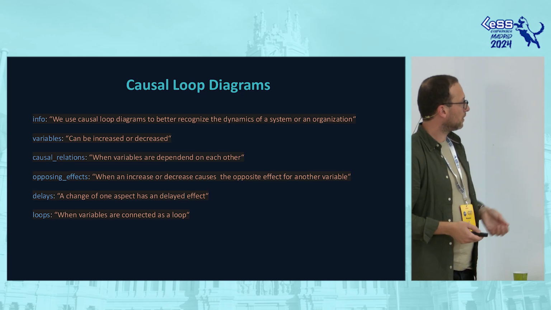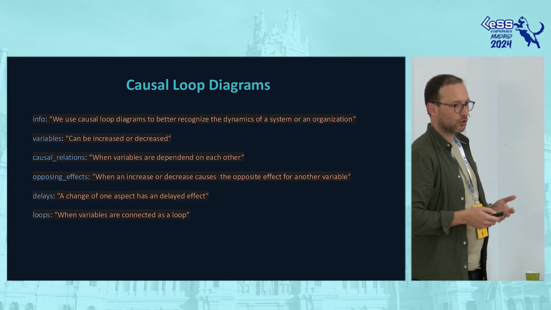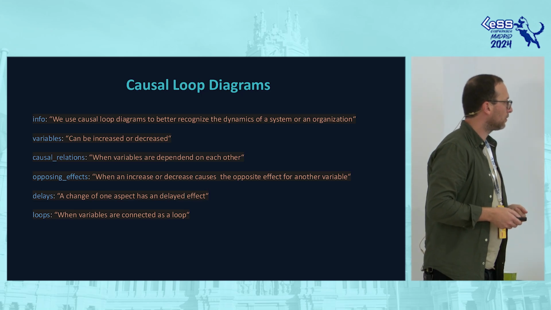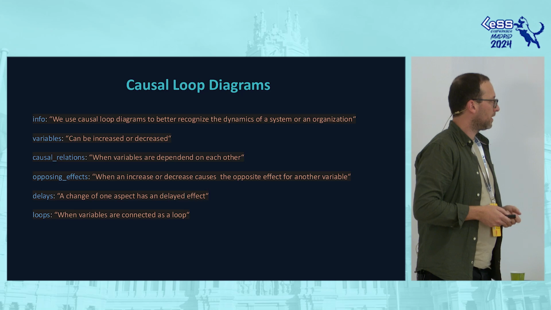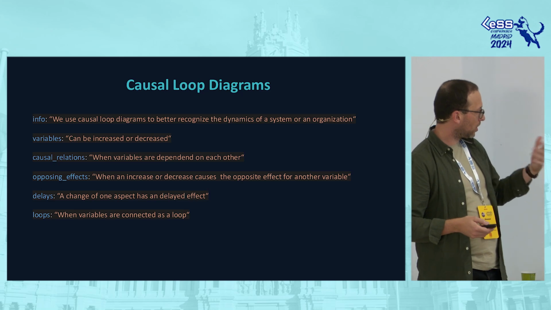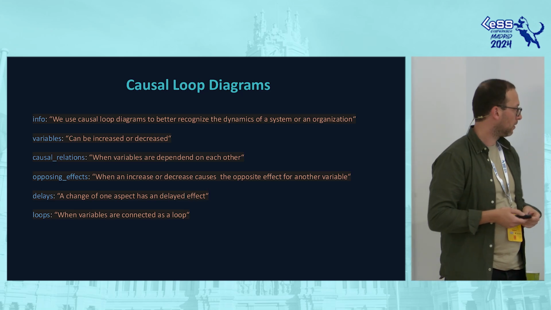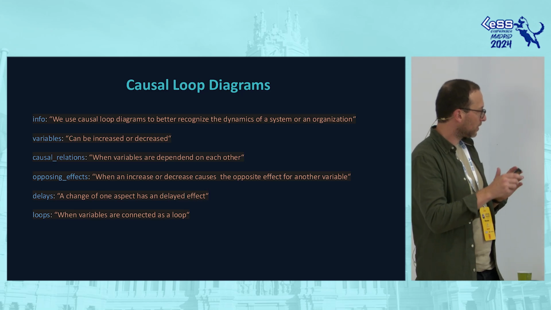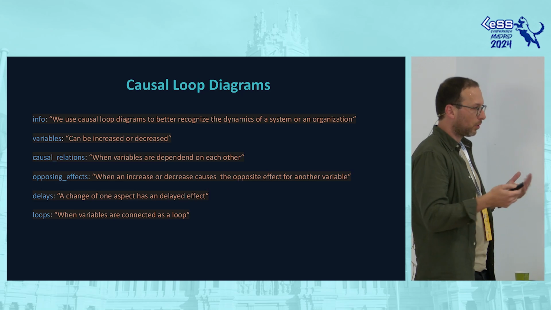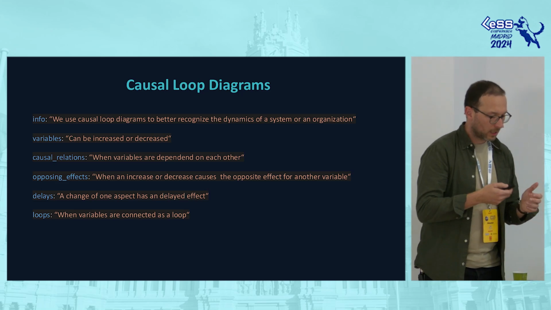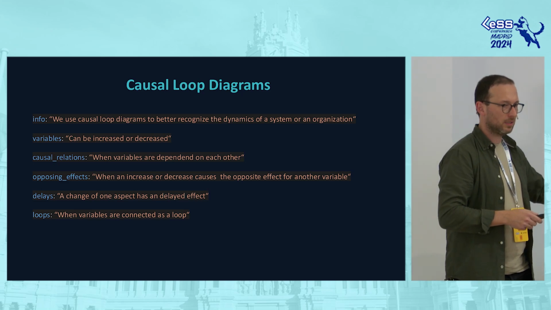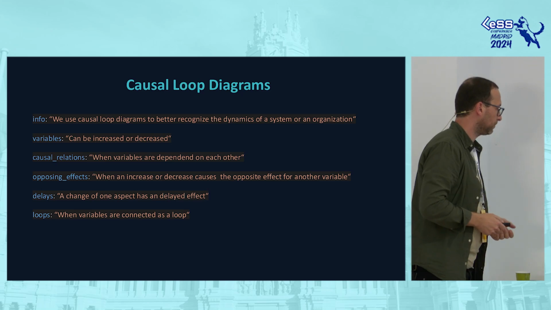So we have a couple of things in the causal loop diagrams. We have variables, which can be increased or decreased. We have causal relations when variables are dependent on each other, opposing effects, when an increase or decrease causes the opposite effect for another variable, delays, when a change of an aspect has a delayed effect, and finally loops, when variables are connected as a loop. Pretty simple. So normally when we apply causal loop diagrams, it's hard to do sometimes because you lose track. It sounds easy, but in my perspective, it's not that easy.